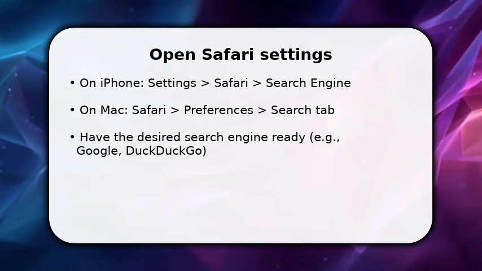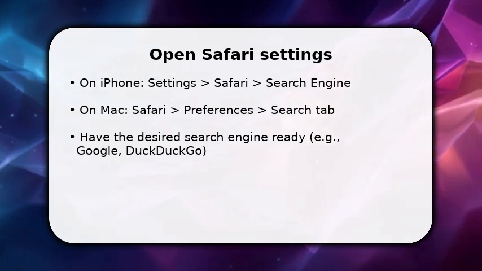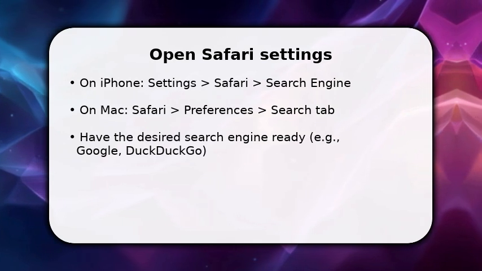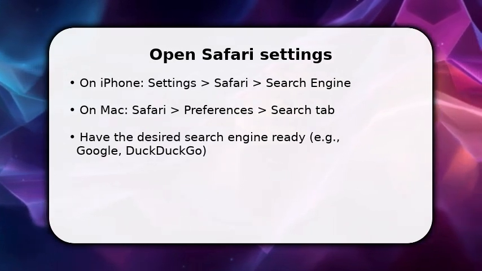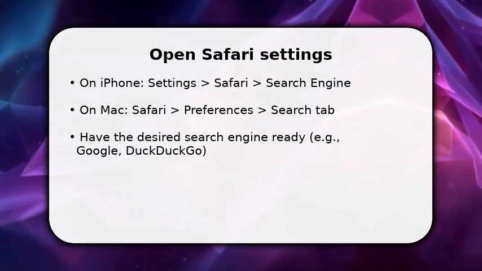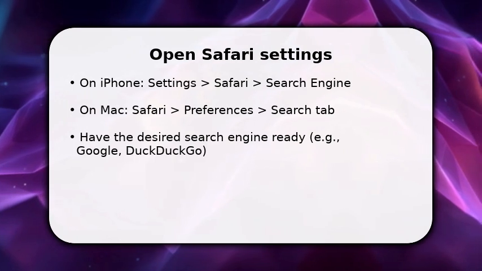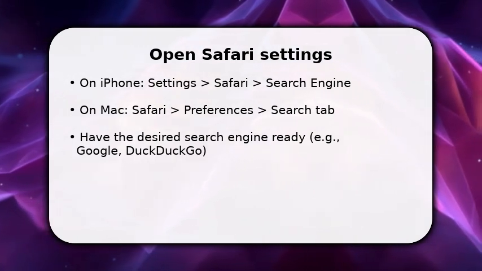You'll start by accessing Safari's search settings on the device you're using. On iPhone, open Settings and tap Safari, then look for Search Engine. On Mac, launch Safari, choose Safari in the menu bar and pick Preferences, then the Search tab. Once there, pause and confirm the search engine you prefer is available in the list.